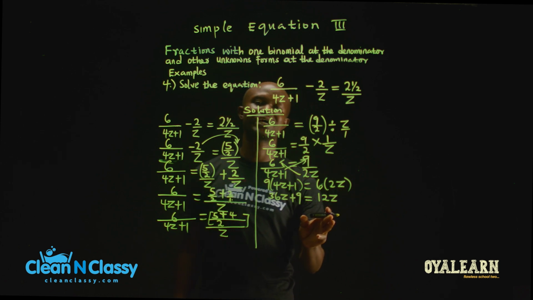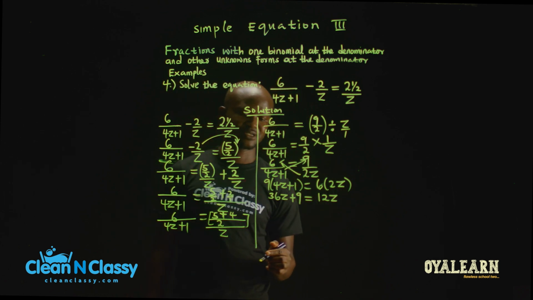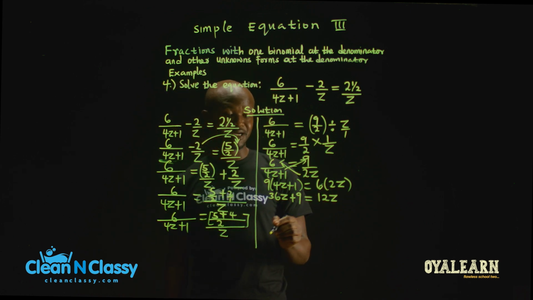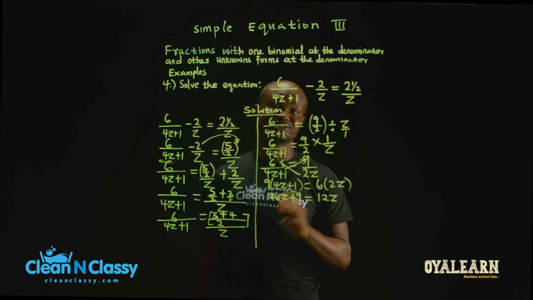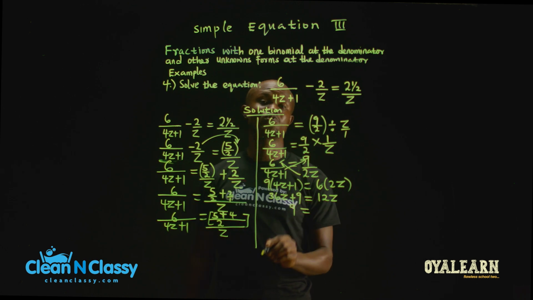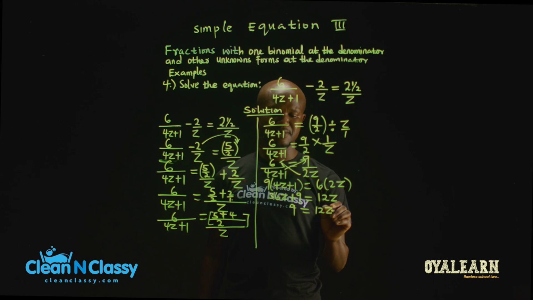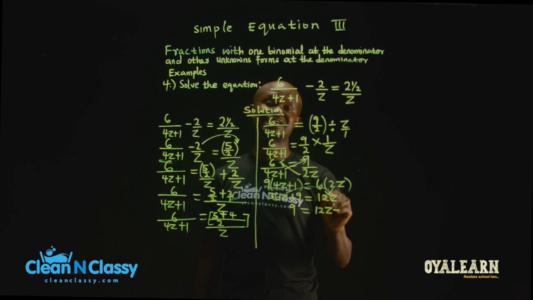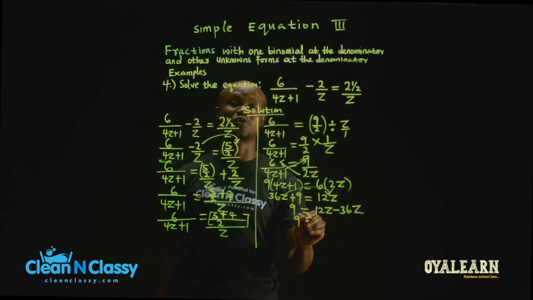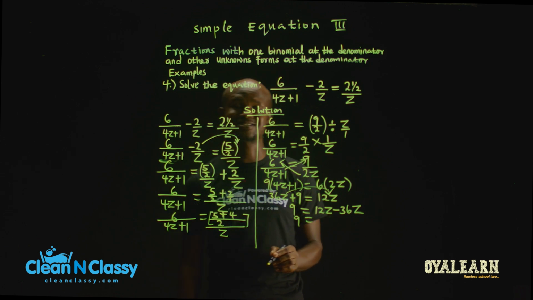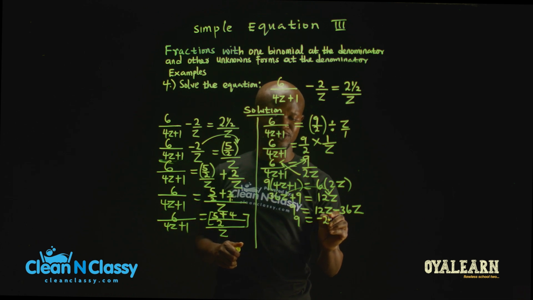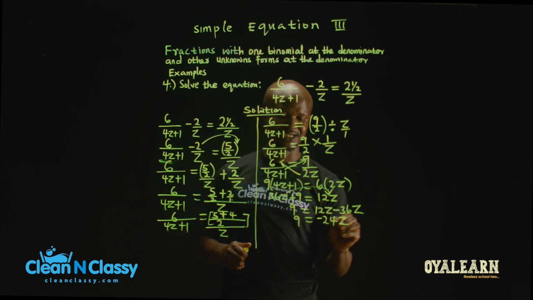So at this level, we can now collect the like terms. 36z and 12z are like terms. So we move 36z to the right. Now we have 9 equals 12z minus, by the time this comes to the right, it becomes minus 36z. So we now have 9 equals what? What is 12 minus 36? Bigger number from smaller number. So this will give us minus 24. We now have minus 24z.